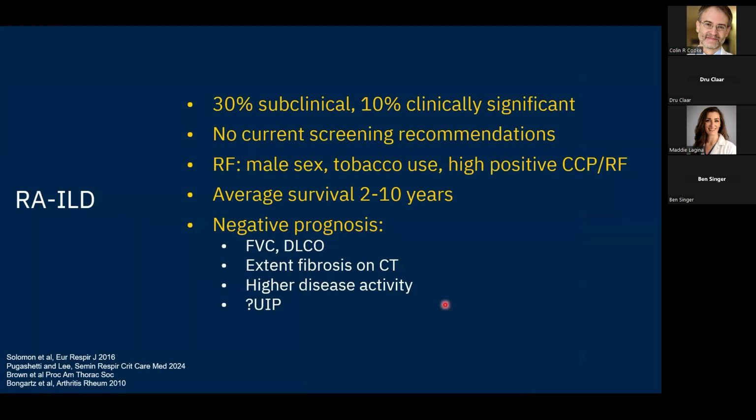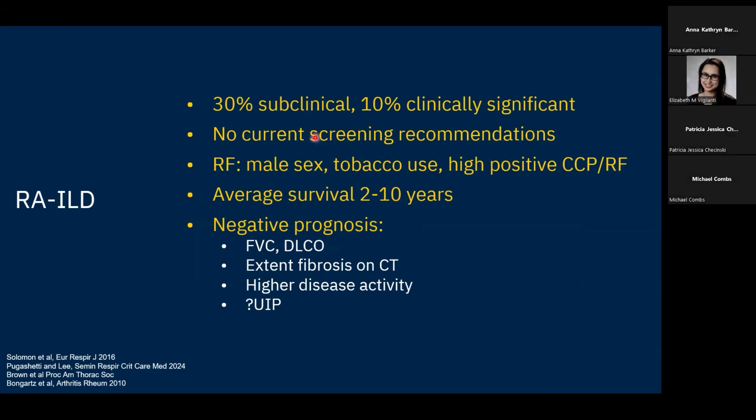We know that rheumatoid-associated ILD occurs in a fair number of patients. So if you screened kind of random patients that came into clinic, about a third would have subclinical disease. But far less, only about 10% of patients, will develop any clinically significant lung disease.